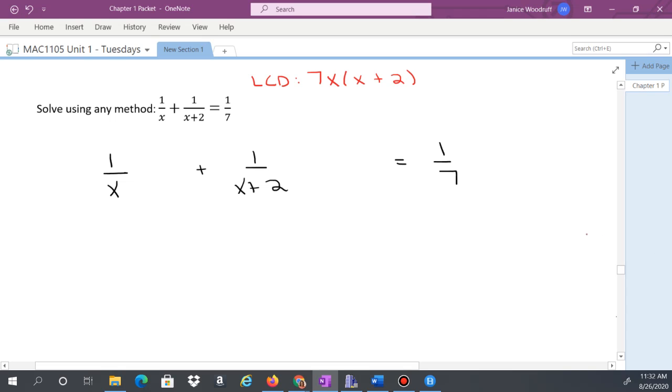So I want to clear the denominators, because I don't want to deal with fractions anymore before I start solving this. So I'm going to multiply each term by this entire LCD. So everything is going to get a 7x(x plus 2). Then let's cancel out what we can so we can clear the denominator. So these x's cancel. In the second term, the x plus 2's are going to cancel. And on the right, the 7's are going to cancel.